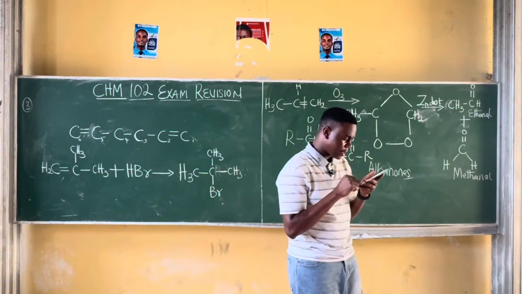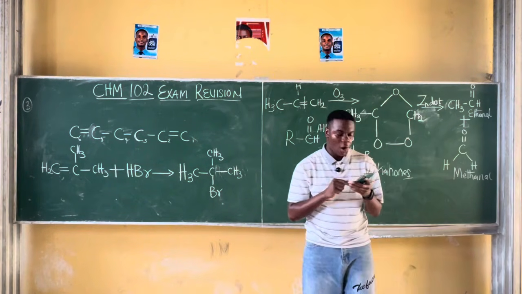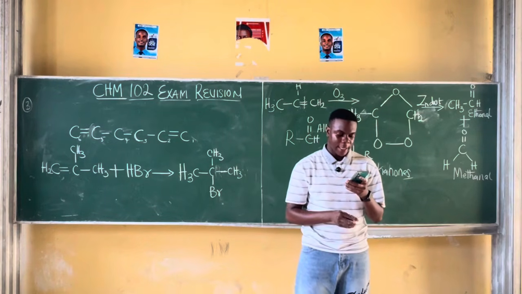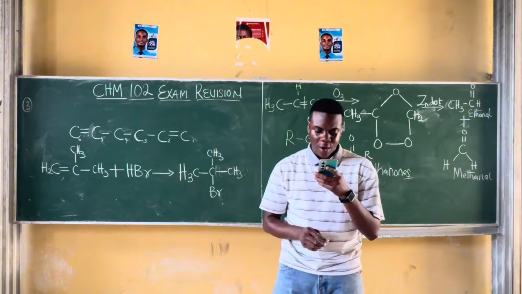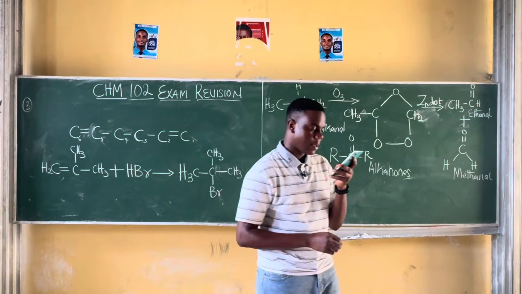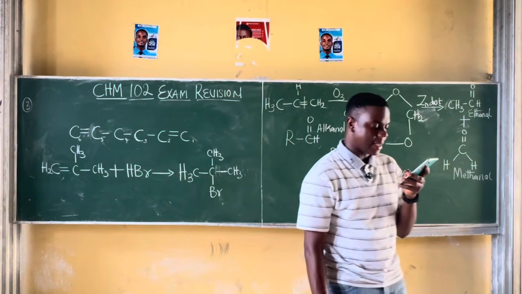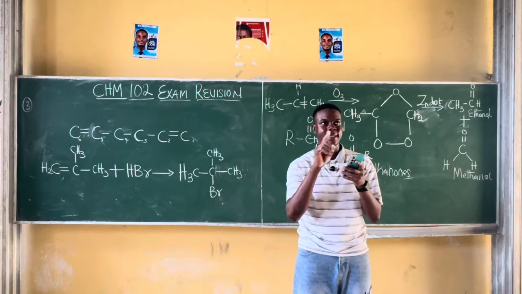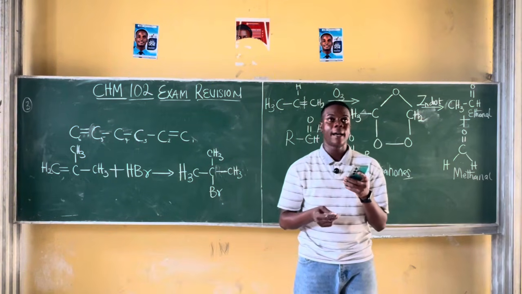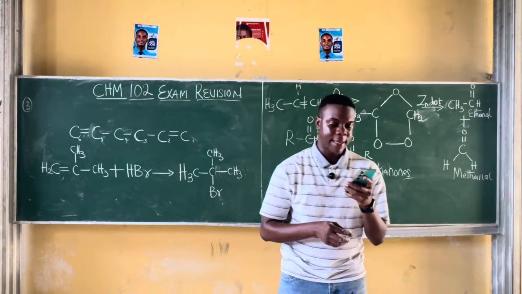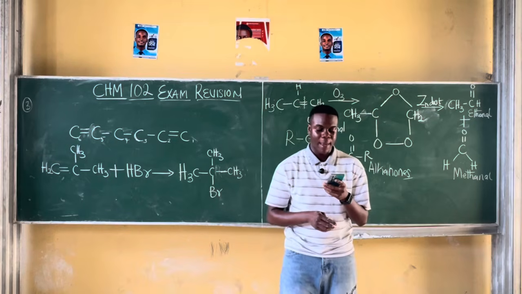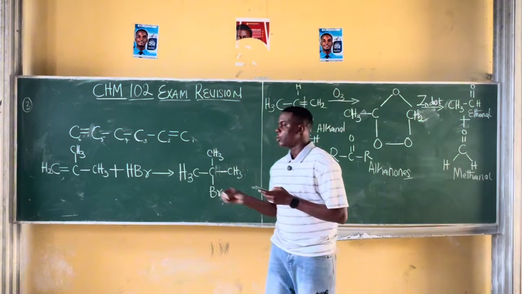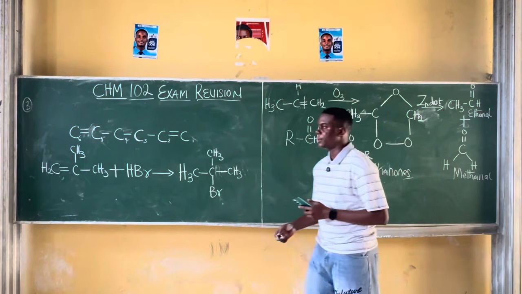Okay, the next question says, that is V. Addition of water to ethane in the presence of sulfuric acid and mercuric sulfate produces initially dash. Addition of water to ethane in the presence of sulfuric acid and mercuric sulfate produces initially dash. So let us get the product on the board.